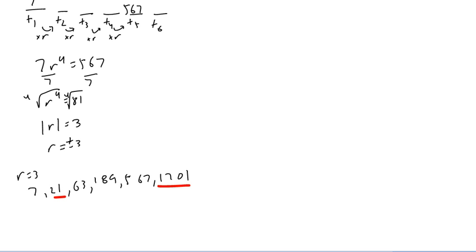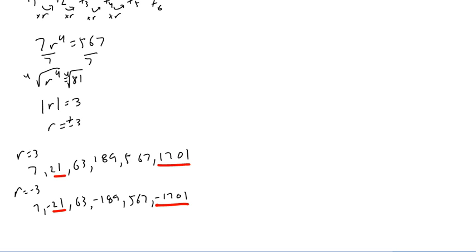Or our other possibility is r equals negative 3. So that'll give us 7, negative 21, 63, negative 189, 567, and negative 1701. And again, those are the two values the question was looking for. Notice that the values we were given, the 7 and the 567, work with both possibilities of r equal 3 or negative 3.